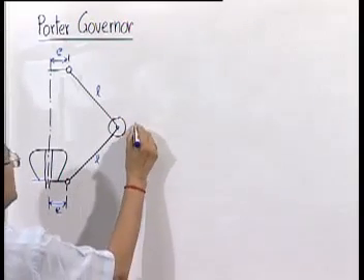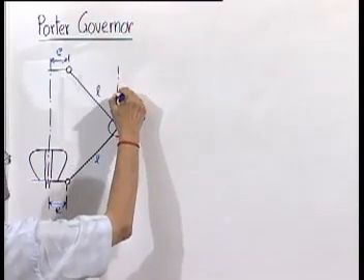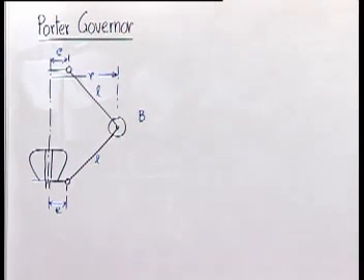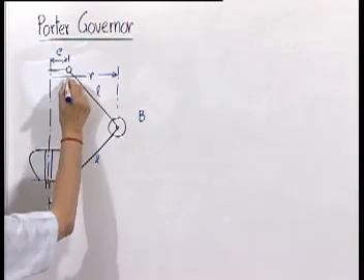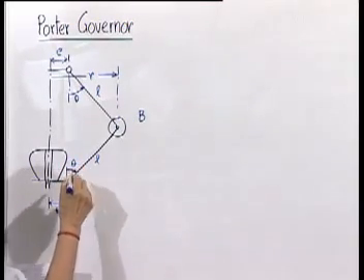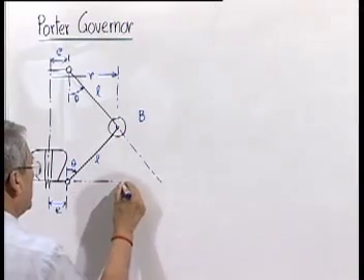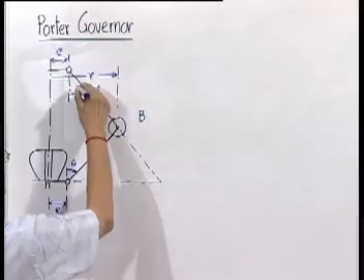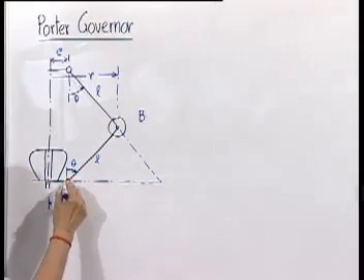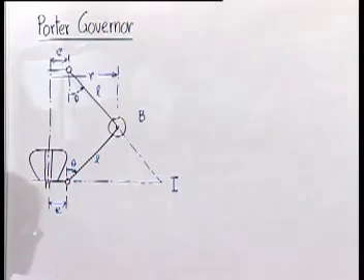We call this end as B, and at this particular situation, the radius at which the balls are revolving around the central axis is r. Makes an angle theta, and obviously this angle will be also theta. We can also see from our kinematics that this point moves in a direction which is perpendicular to this, and this point of this link moves in this direction. So velocity of this point has to be along this, velocity of this point will have to be along this. So the instantaneous center of this link is at I.